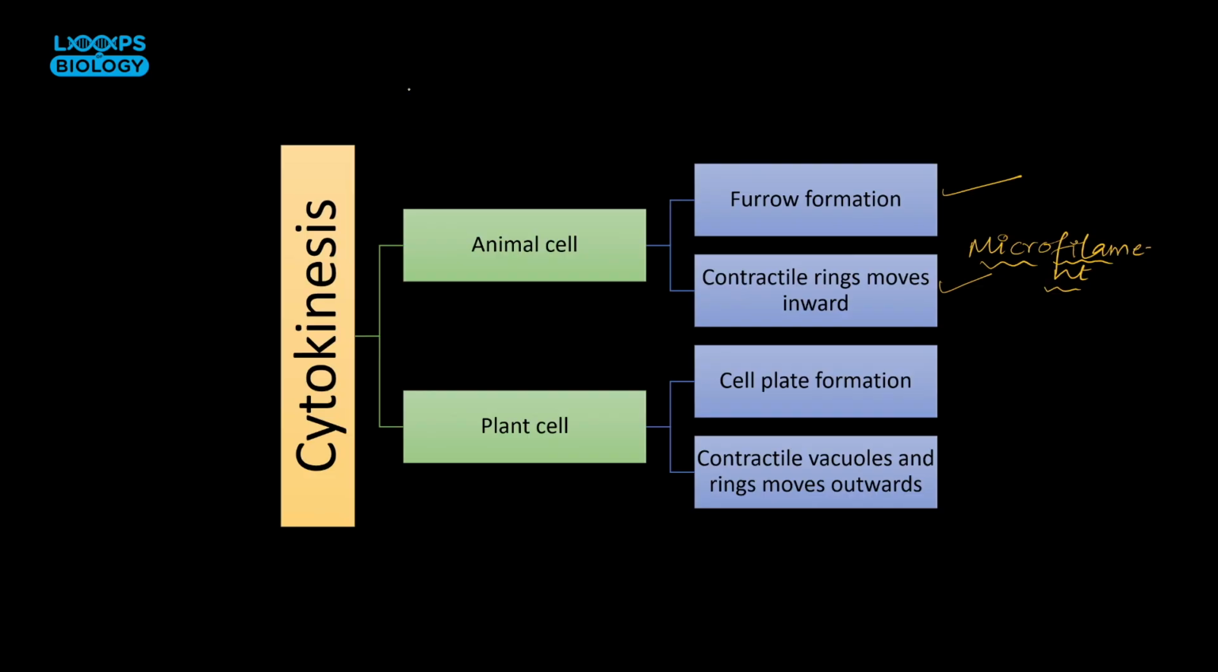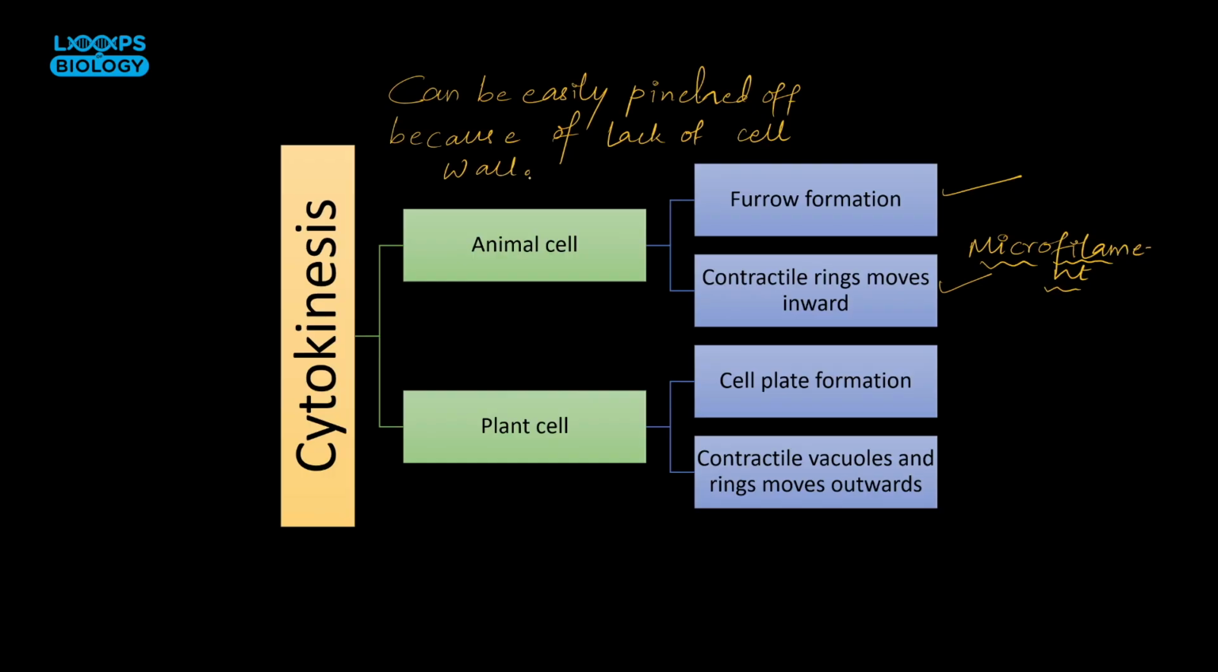Animal cell can be easily pinched off because of lack of cell wall. Alright, there is only presence of cell membrane, due to which animal cell can easily be separated. So this was your cytokinesis, and congratulations, from one cell we have come up to two different cells.